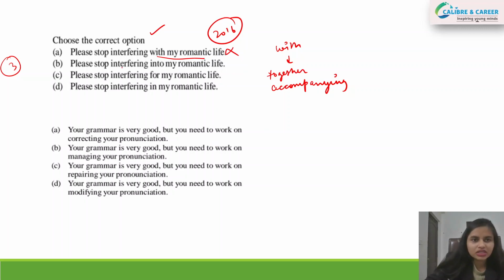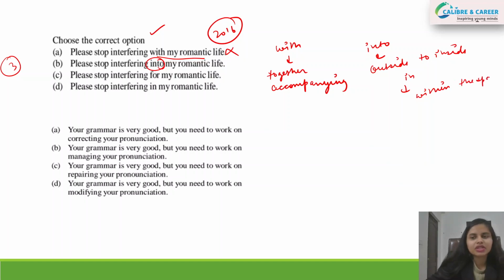Second is, please stop interfering into. When is "into" used? "Into" is used when something is coming from outside to inside. Or "in" is used when it is already there within the space, or you can say within something. But here, the movement, the motion is happening, but here it is already there. So this will be incorrect: please stop interfering into my romantic life.